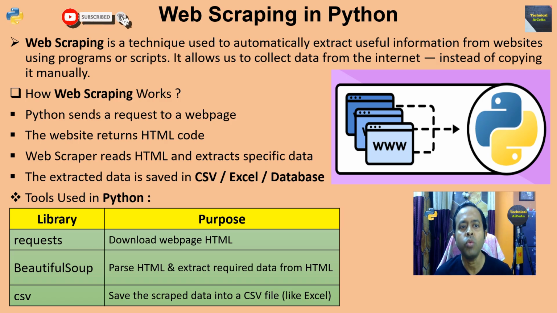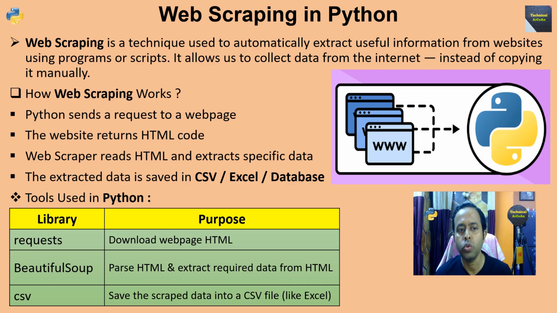How does web scraping work? Python sends a request to a web page using the requests module. The website returns HTML code. The web scraper reads the HTML and extracts specific data using the BeautifulSoup module. Then the extracted data is saved in CSV, Excel or a database. As far as CSV is concerned, the module name is the csv module.